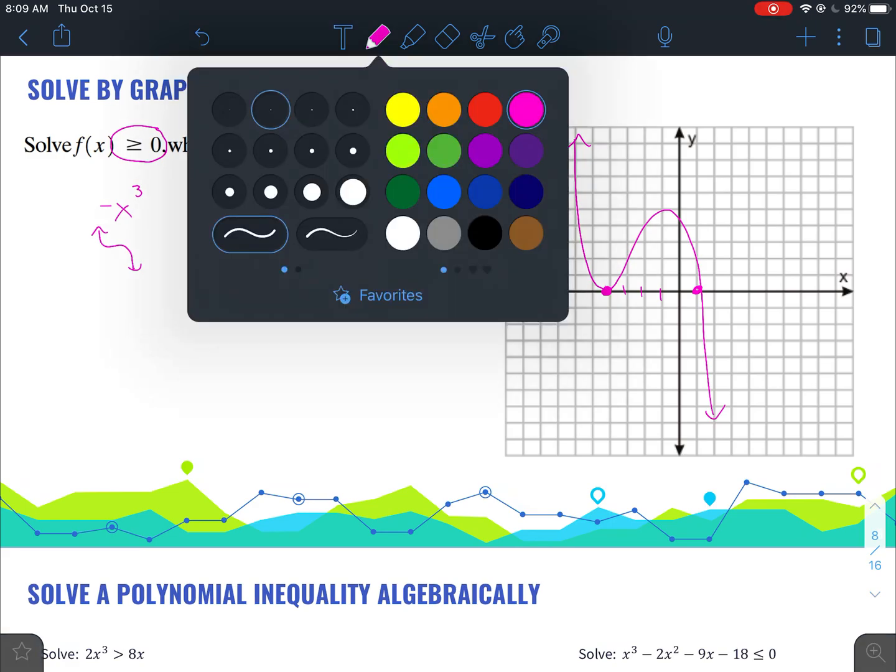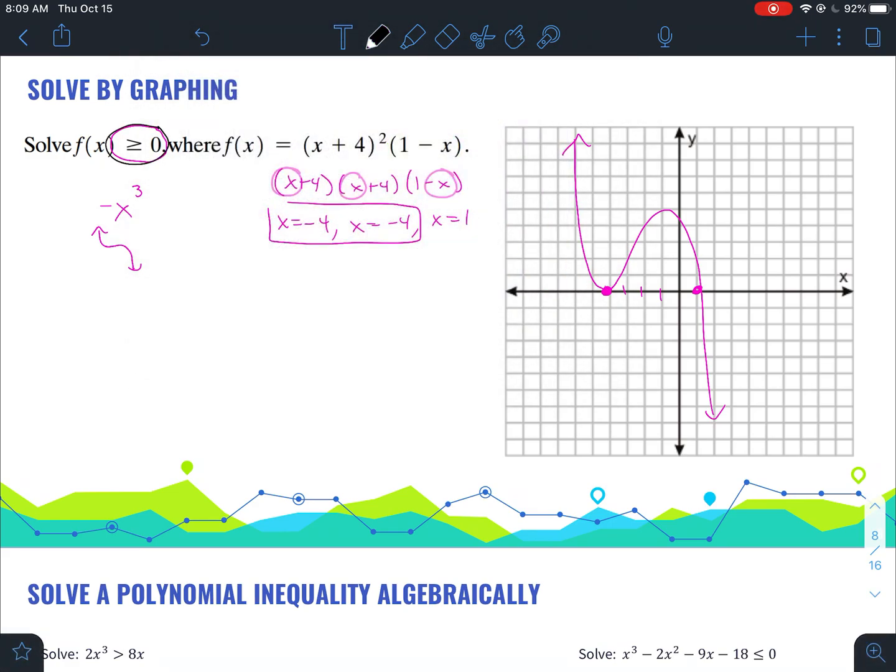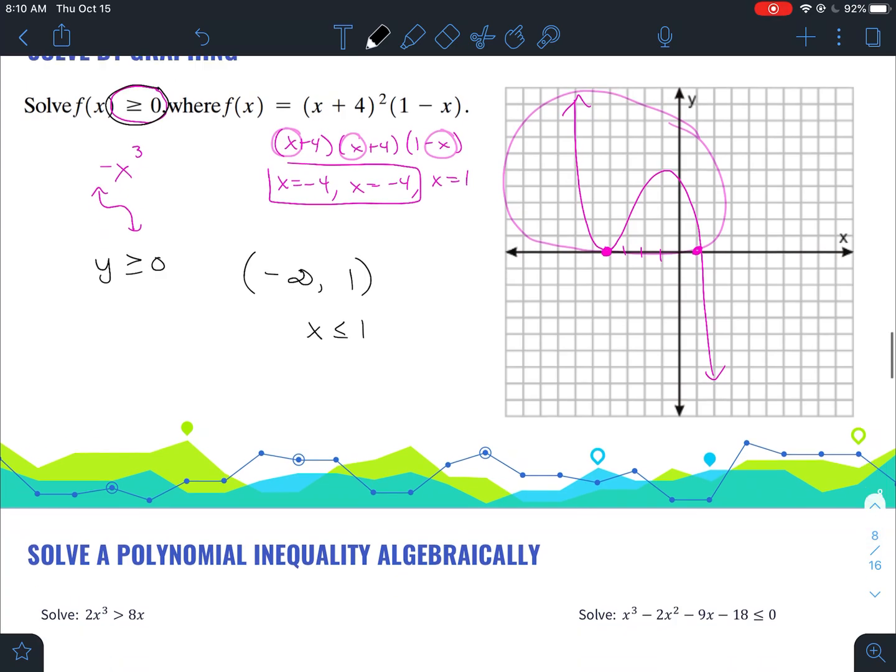So this time around, once I have my graph, I want to know where the y values are greater than or equal to 0. All of the places right here, all of those y values are greater than or equal to 0. And that's going to go from -infinity to 1. So all of the y values are greater than or equal to 0 as long as I'm smaller than or equal to 1. So x is less than or equal to 1, or in interval notation from -infinity to 1. So that's how we can solve them by graphing.